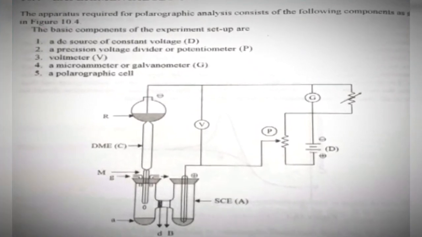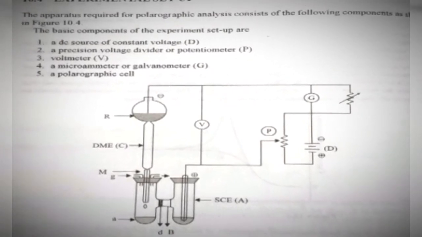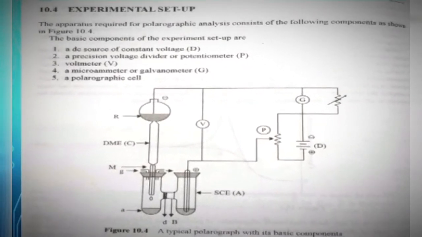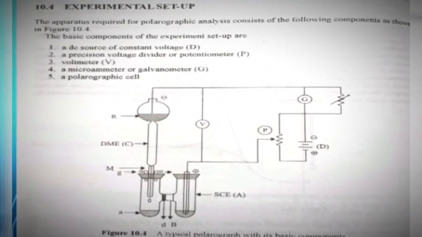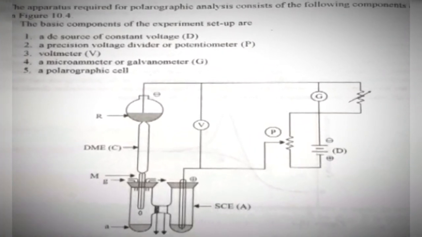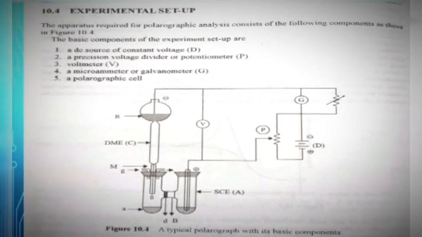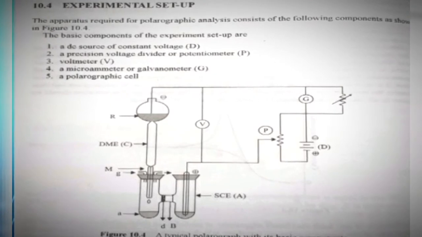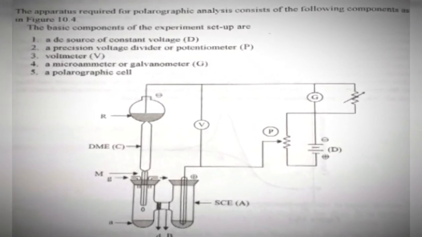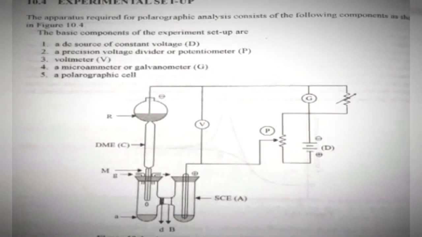We also have a voltmeter, which is denoted by capital V, included in the circuit. This will measure the voltage that is supplied by the DC source. A galvanometer, capital G, which measures the current that is flowing in correspondence to the voltage applied, is also connected. And finally, we have the polarographic cell with its components attached.